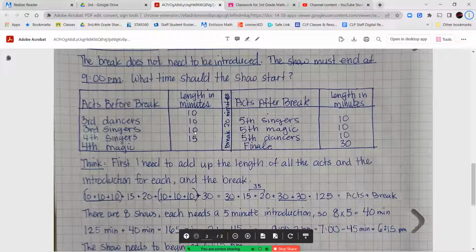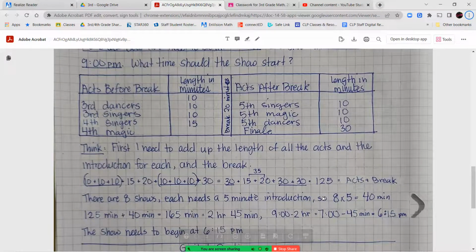So 10 plus 10 plus 10 plus 15 plus the 20-minute break plus another 10 plus 10 plus 10 plus 30. So I grouped these first 3 tens together. That gave me 30. Plus 15 plus 20 plus another 3 tens. So that gives me another 30 plus that last 30 minutes. The 15 plus 20 is going to be 35 plus 30 plus 30. So 30, 60, 90, 125. So this gives me a total of 125 minutes for the acts and the break.